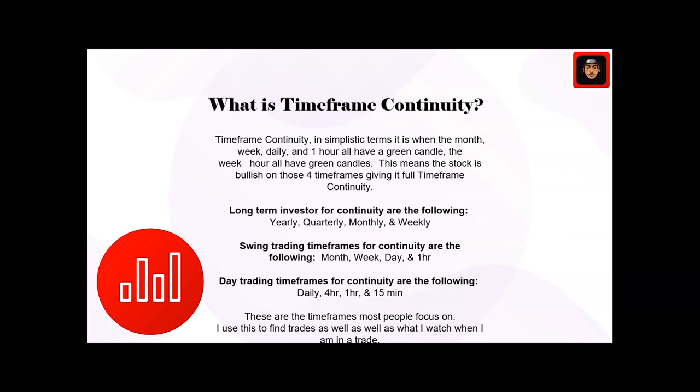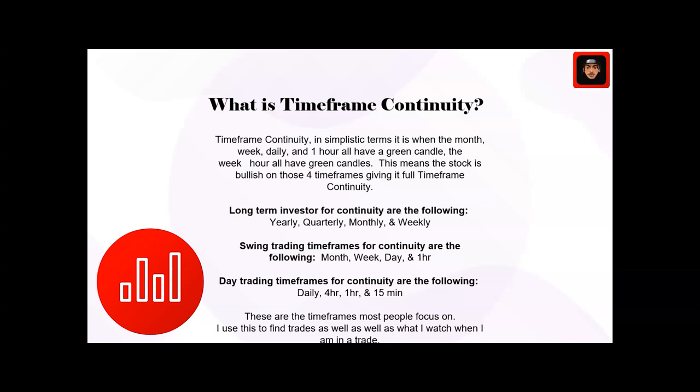When you're swing trading, most people use the month, week, day, and 1 hour for that continuity. And for day trading, most people use your daily, 4 hour, 1 hour, 15 minute, all right? These are the time frames most people focus on. I use these, but I also use multiple time frames. Using TradingView, that's what I like to chart on. I'll use the yearly, the 6 month, the quarterly, the monthly, the 2 week, the week, just to find, you know, different actionable signals.